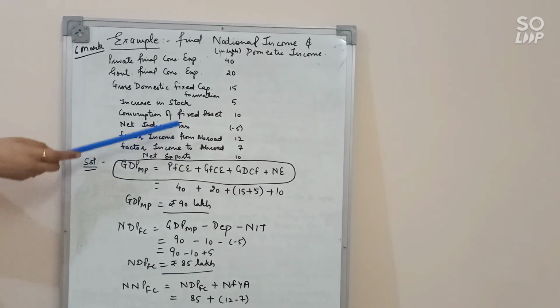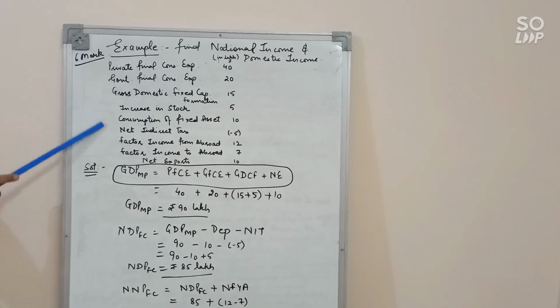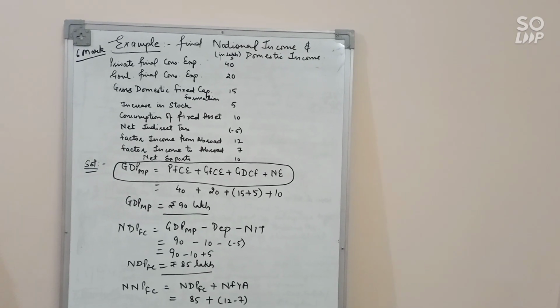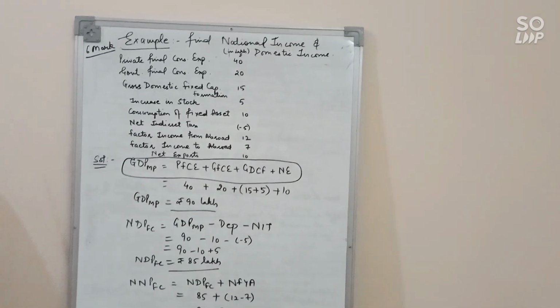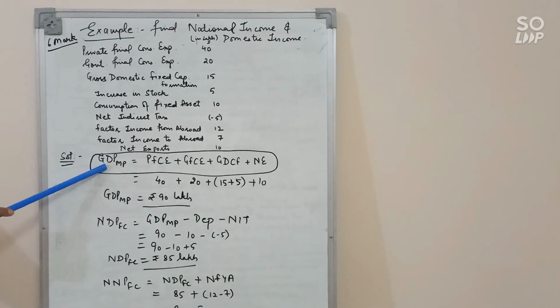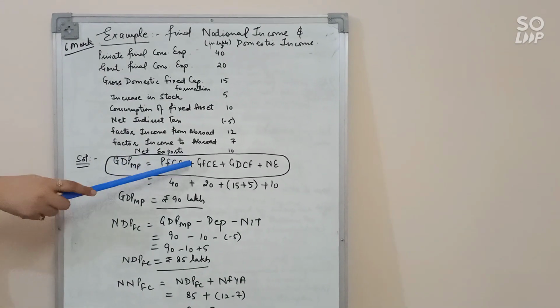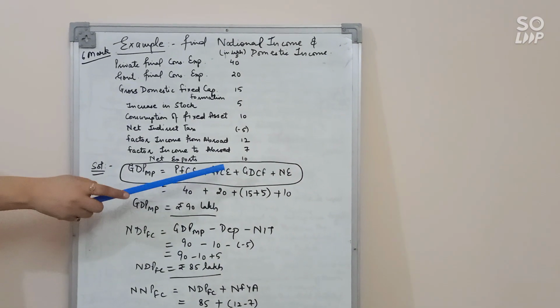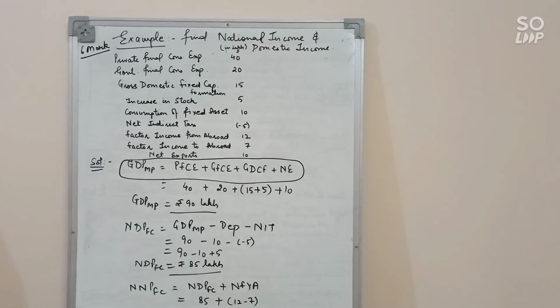So we never use this information. We will not read the question. We directly know that all these are the components of expenditure method. First of all, we will write the formula. So what is the formula under expenditure method? We know first of all we will calculate GDP at MP with the help of 4 components, and that is private final consumption expenditure, government final consumption expenditure, gross domestic capital formation, and net exports.